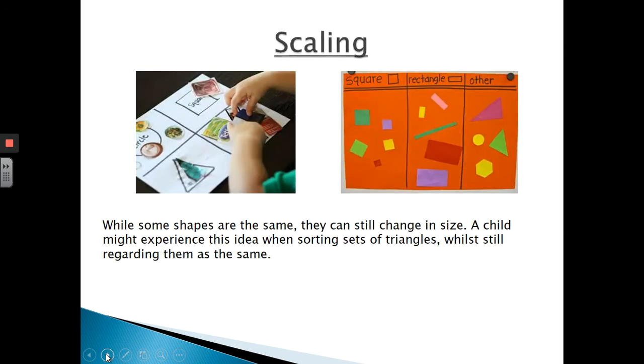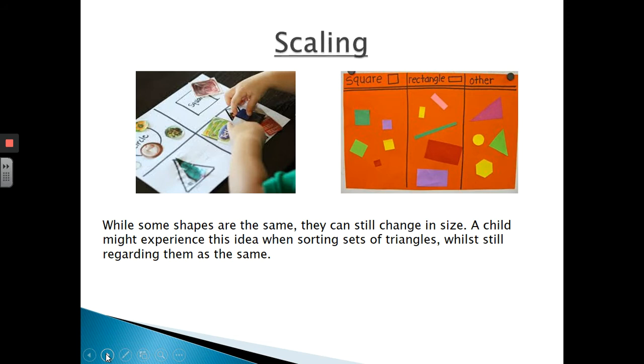Okay, also scaling. We think about scaling in the context of multiplication, but we also need to think about scaling in relation to shapes. So making that generalization: while some shapes are the same, they can still change in size. Okay, so this is another change, just like reflection was.